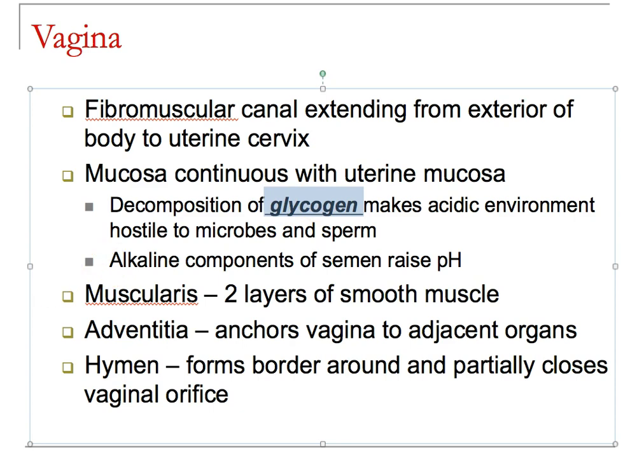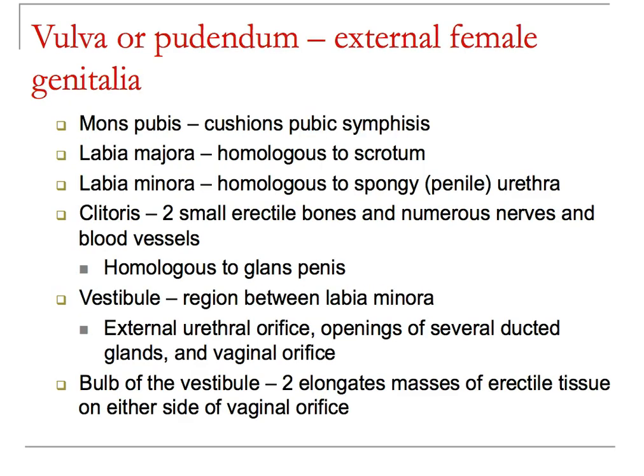Cool. The outermost structures, you actually have the mons pubis, which cushions the pubic symphysis. Remember, there's a hyaline cartilage, a fibrocartilaginous structure that holds the pubic bones together. You have the labia majora, which is homologous to the scrotum, the labia minora, which is homologous to the penile urethra, and the clitoris itself, which is 2 erectile bones that actually have numerous nerves.